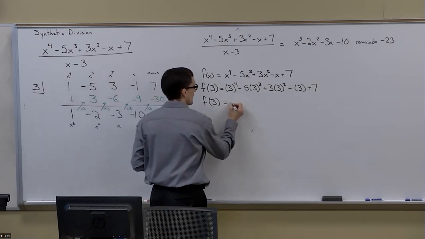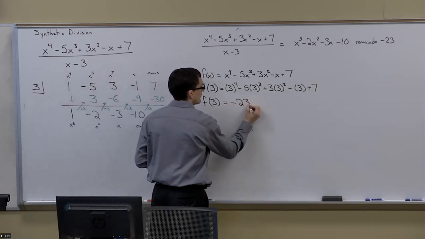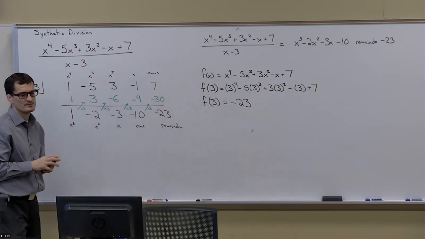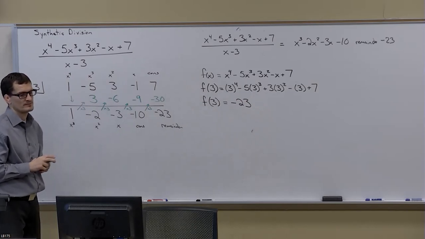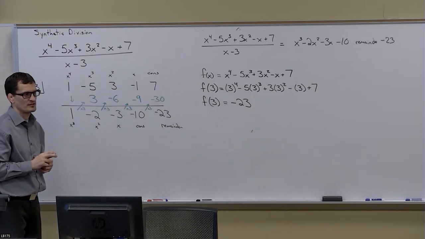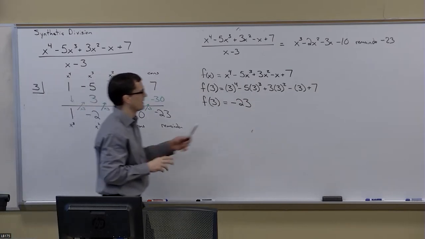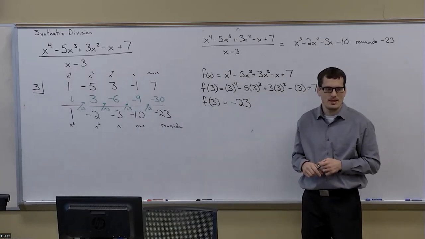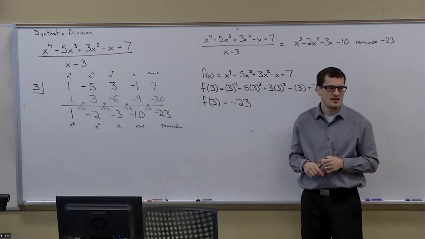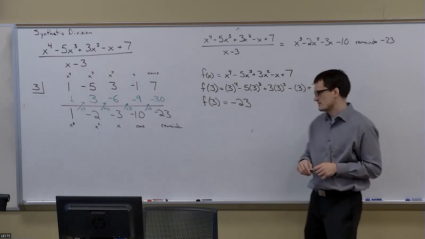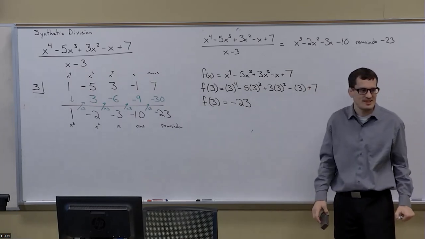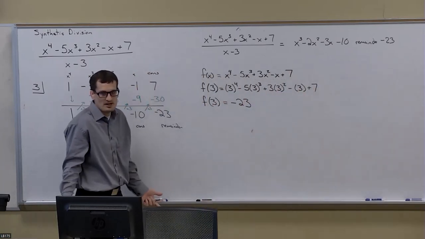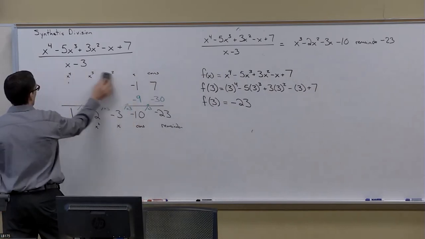Interestingly enough, if you've done this right, you should get negative 23. That's strange, right? You got the same thing as the remainder up there. Think that's coincidence? Probably not. Probably not if I'm talking about it, right?